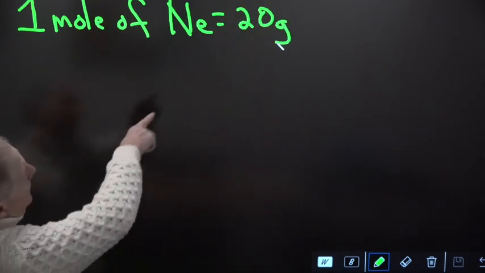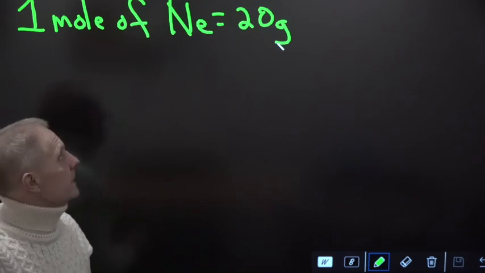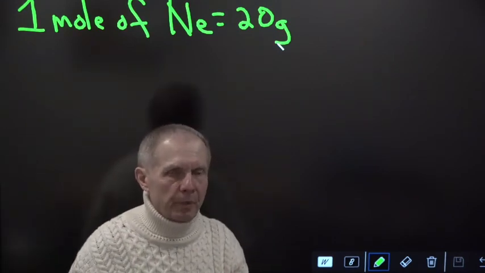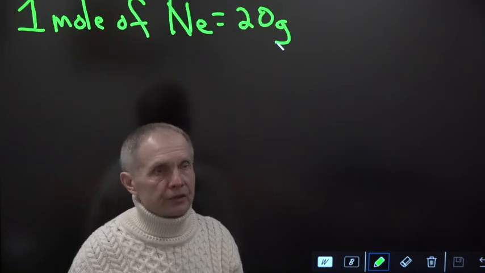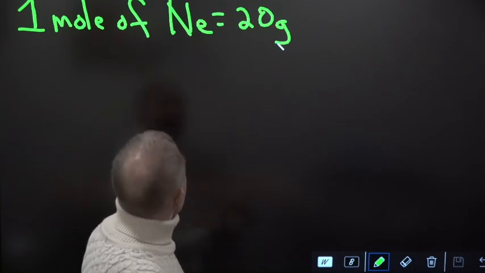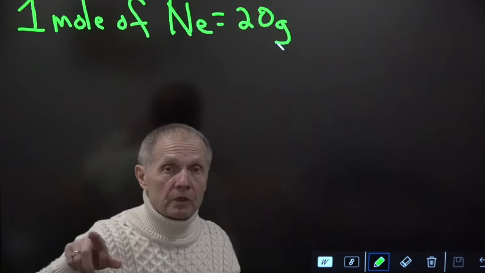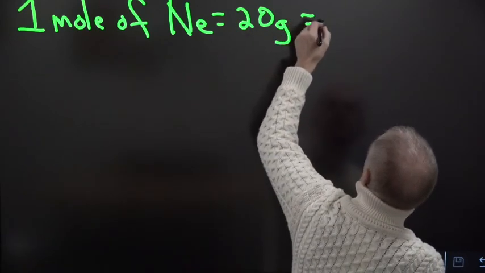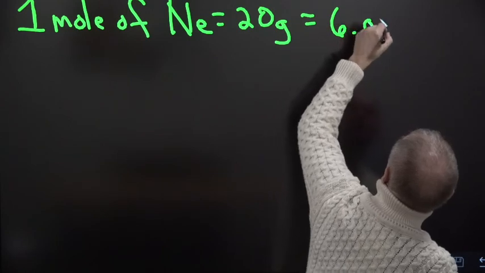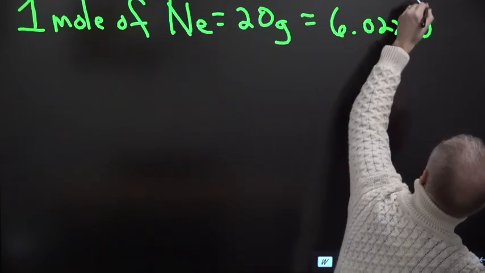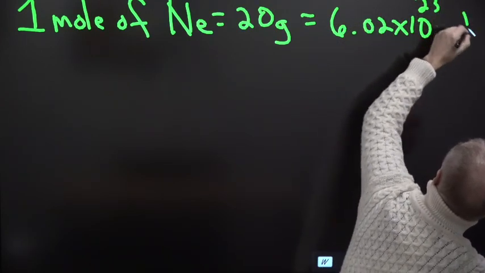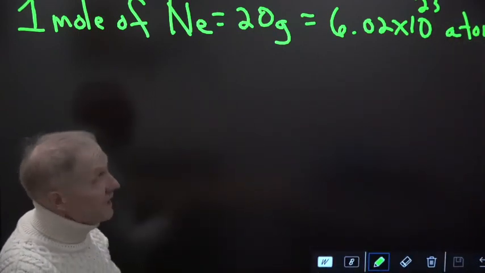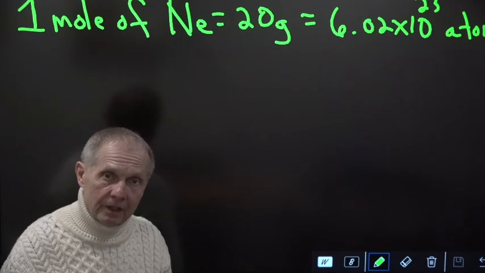So 1 mole of neon equals 20 grams. Now, the other interesting part is we have to remember that 6.02 times 10^23 atoms is 1 mole. So it equals 6.02 times 10 to the 23rd atoms. Now, neon is a gas.